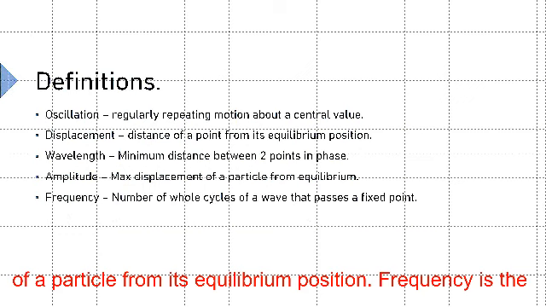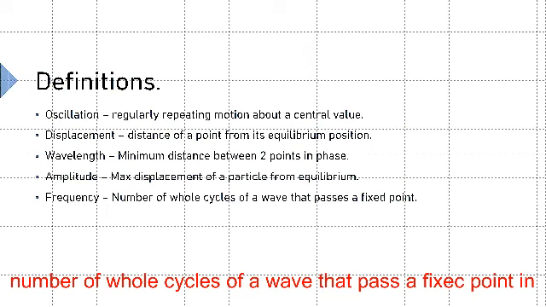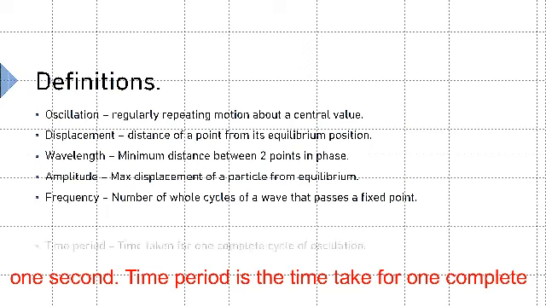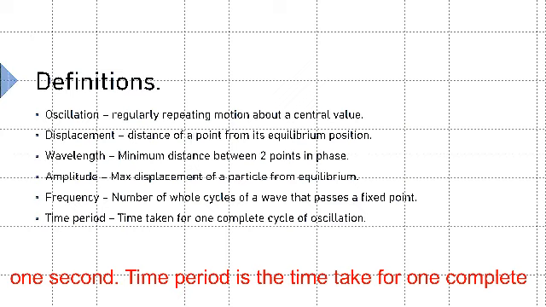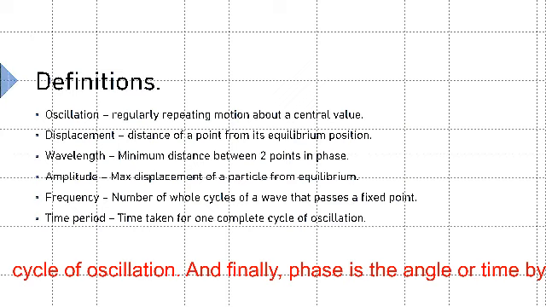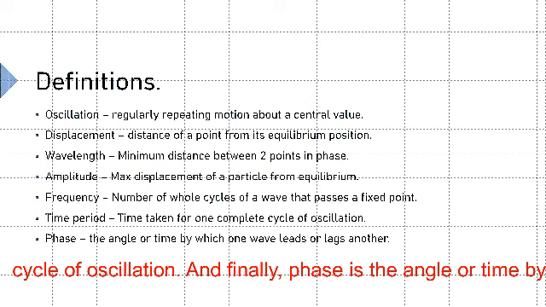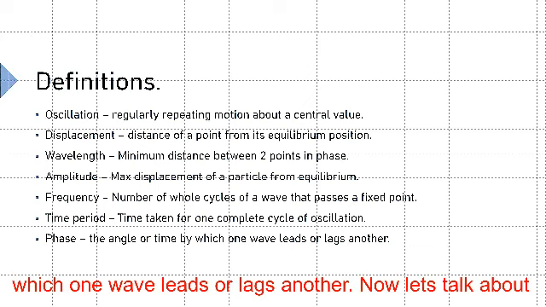Frequency is the number of full cycles of a wave that pass a fixed point in a single second. Time period is the time taken for one complete cycle of oscillation. And finally, phase is the angle or time by which one wave leads or lags another.